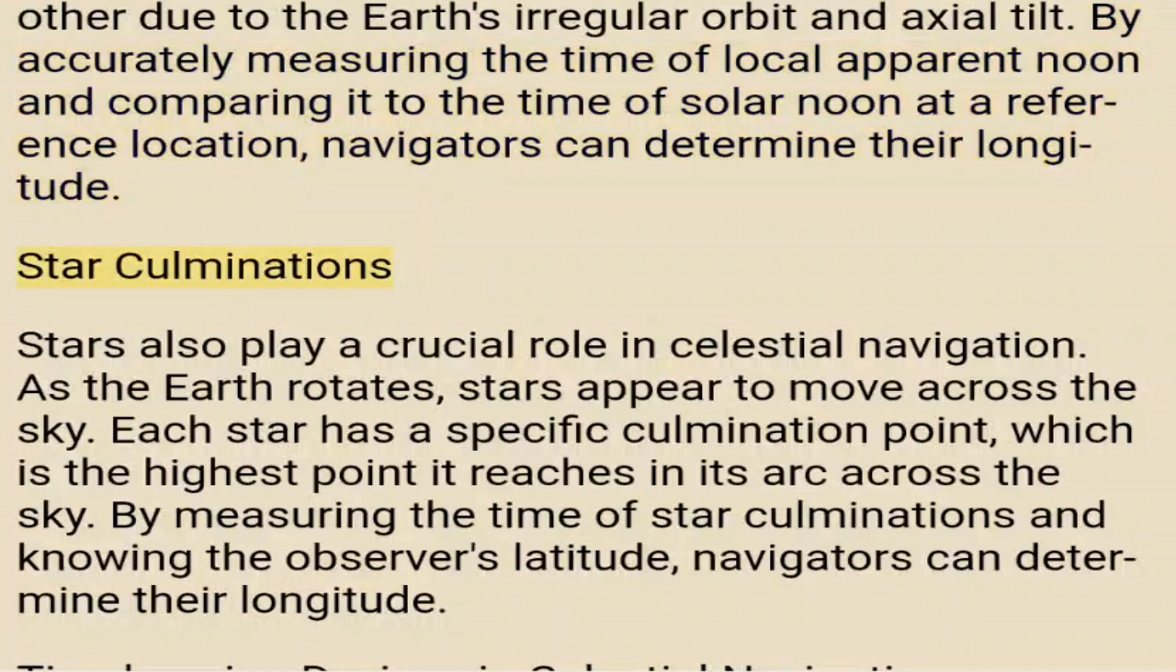Star culminations. Stars also play a crucial role in celestial navigation. As the Earth rotates, stars appear to move across the sky. Each star has a specific culmination point, which is the highest point it reaches in its arc across the sky. By measuring the time of star culminations and knowing the observer's latitude, navigators can determine their longitude.